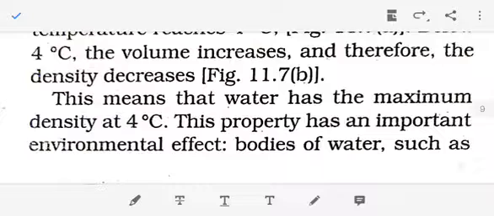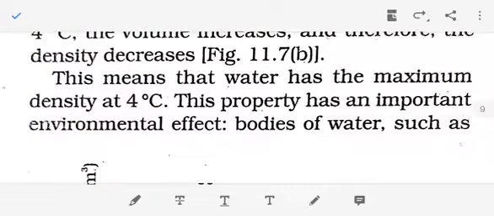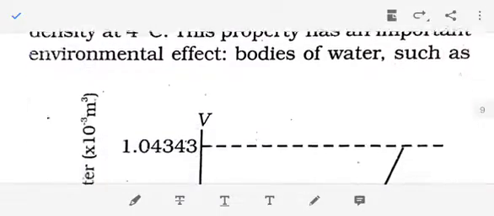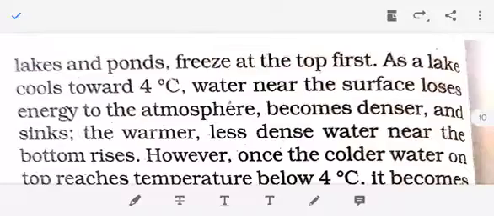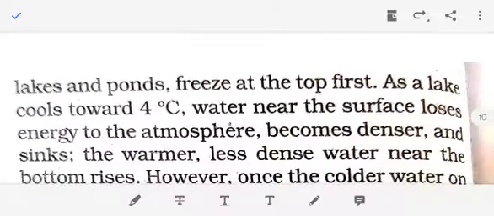This means that water has the maximum density at 4 degrees Celsius. This property has an important environmental effect. Bodies of water such as lakes and ponds freeze at the top first. Due to this phenomenon, the lakes and ponds freeze at the top first.